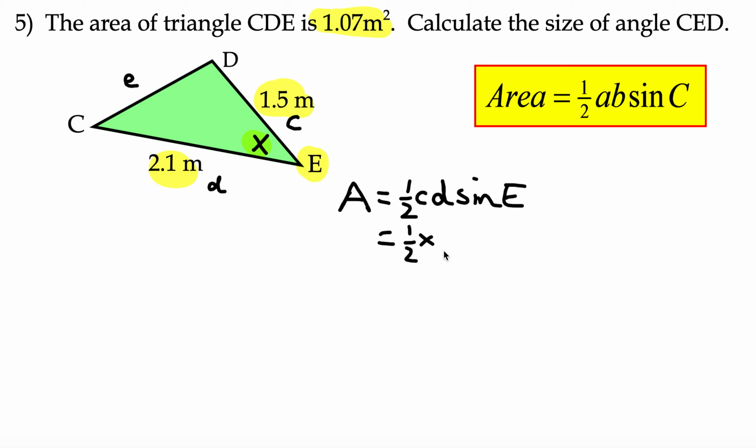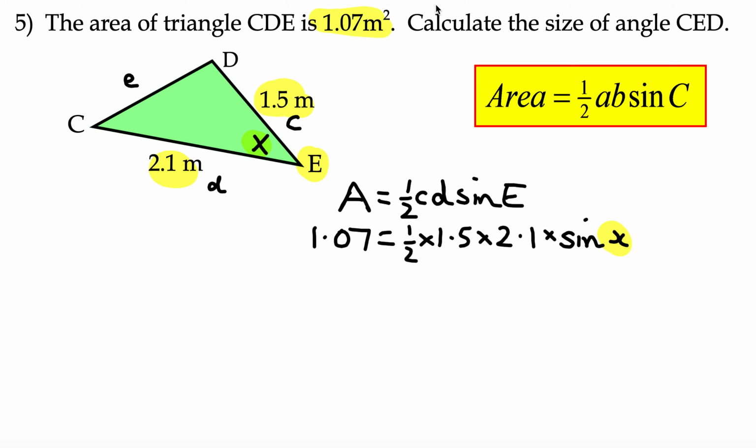Side small c is 1.5, that's good. And small d, side d, is 2.1. And the sine of angle E is in this case going to be the sine of, well, I've put an X in there, so I'll go ahead and put in X. And capital A is now no longer A, because we know the area is 1.07. So we can put that in on the left hand side. So now, oddly enough, the thing that we don't know is way over here on the right hand side.